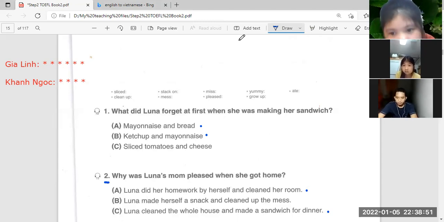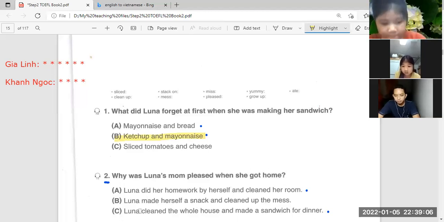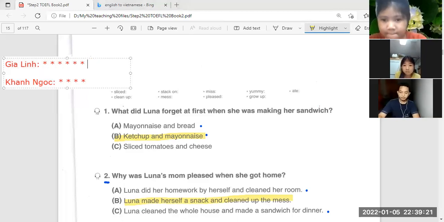Okay, so number 1, what did Luna forget at first when she was making her sandwich? So the answer is B, ketchup and mayonnaise. And number 2, why was Luna's mom pleased when she got home? Okay, the answer is B. Luna made herself a snack and cleaned up the mess. That's why her mom was pleased or happy. So everyone got 1 star. So 1 star for Gilning and 1 star for Kenok. All right.